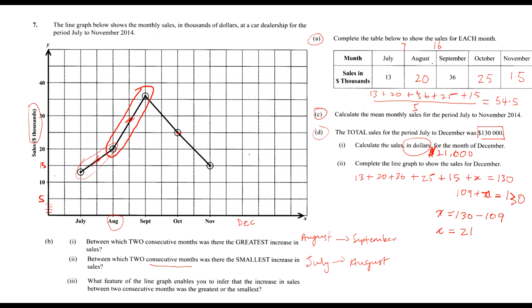And then it said complete the line graph to show the sales for December. Well, it's $21,000. So for December, we need to go to 21, which is here. So all we do, we draw a line from this point coming up to 21. All right. So this is pretty straightforward. A question that is very similar to this is from the June 2016 paper. So have a look at that. Okay.